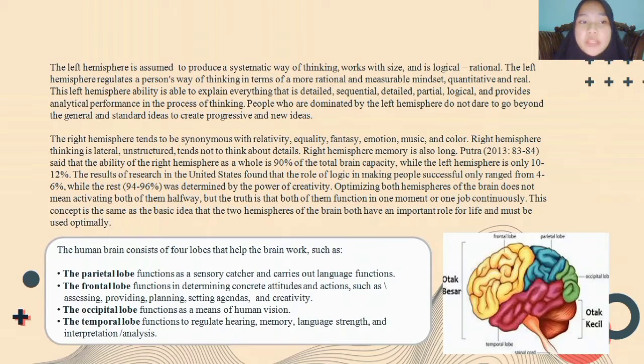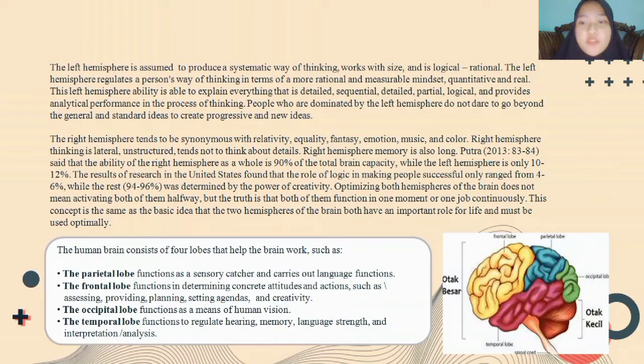Right hemisphere thinking is lateral and structural, and tends not to think about details. Right hemisphere memory is also long. Putra says that the ability of the right hemisphere is a rule of 90% of total brain capacity, while the left hemisphere is only 10 to 12%.